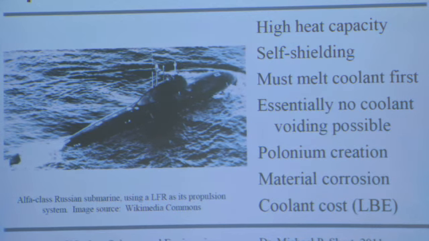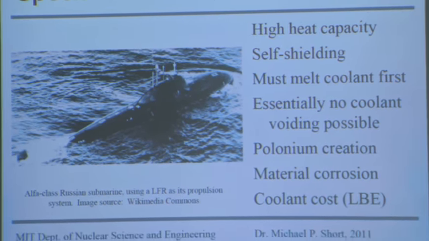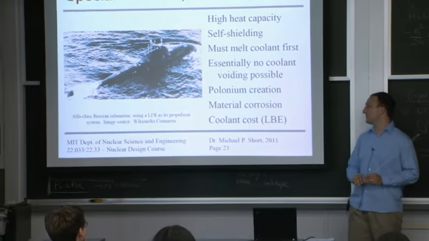For lead bismuth, it's 123 C. For lead, it's 330 C. There's essentially no possibility of avoiding the coolant. Lead bismuth eutectic boils at 1670 Celsius. So you'd have to have a really bad day to get any of this to start boiling.